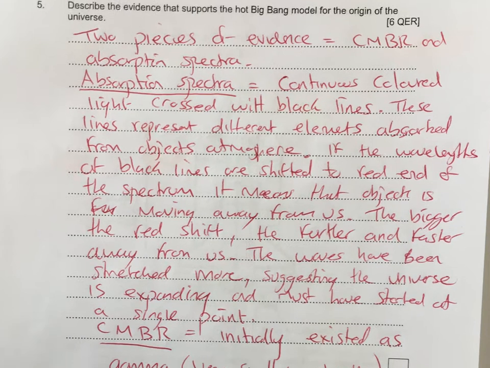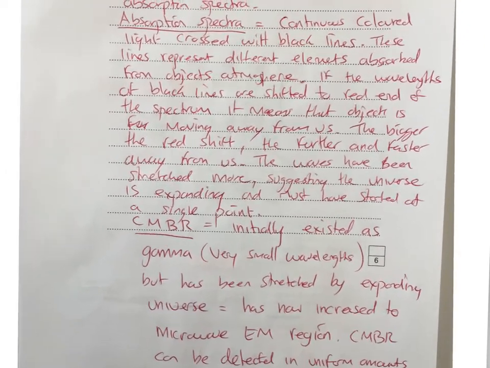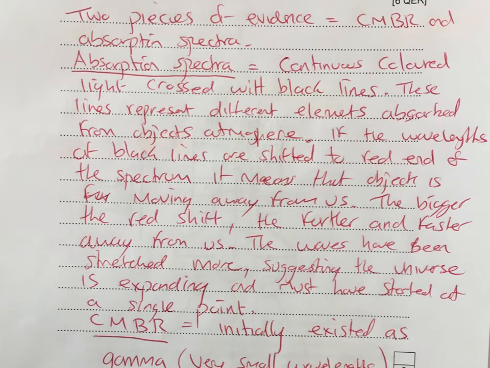I'm going to talk about what it is and how it relates. It's quite lengthy. I've tried to stick everything in here. You can see that it's quite a bit. So continuous coloured light crossed with black lines, that's what an absorption spectrum is. These lines represent different elements absorbed from an object. When I say object, that could be a planet or a galaxy, from the object's atmosphere.